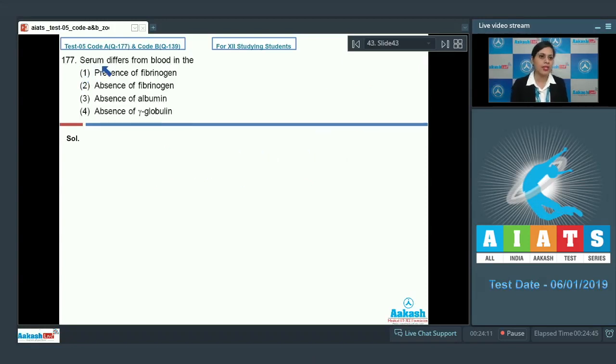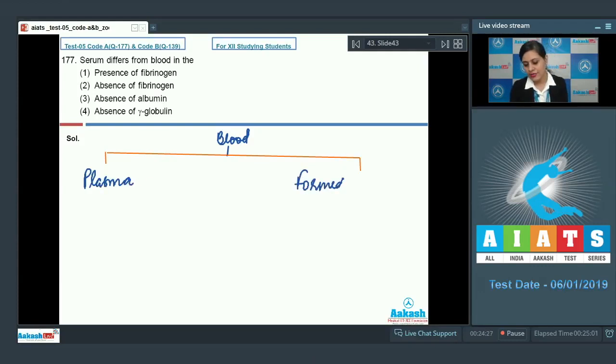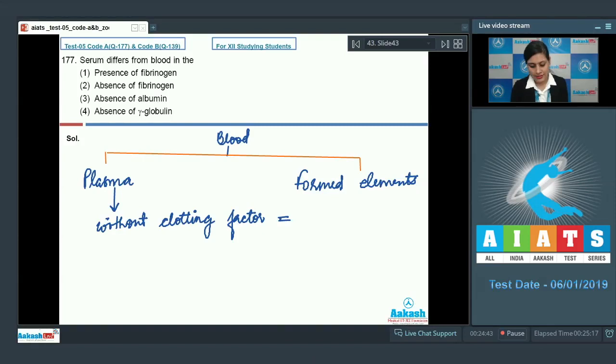Question number 177. Serum differs from blood in the. Now we know that blood is composed of plasma and formed elements, and this plasma without clotting factor is known as serum. So serum differs from blood in.